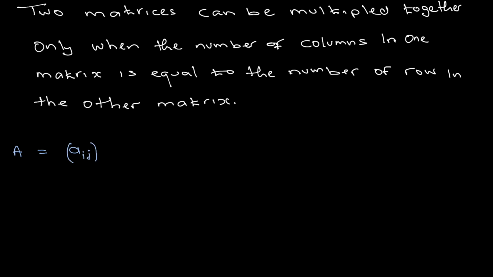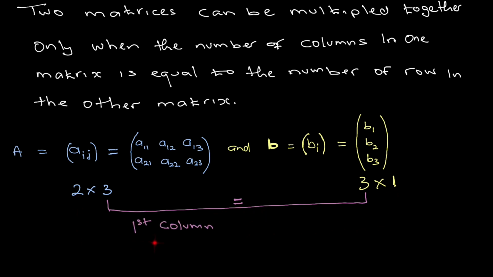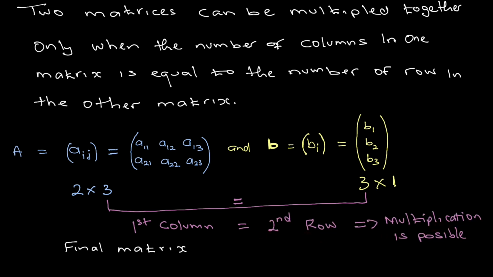Matrix A, equal to Aij, is this matrix, and matrix B, which is Bi, is a column matrix. So we need to find out the rows and columns. This is 2 by 3, 2 rows, 3 columns, and this is 3 rows, 1 column, 3 by 1. If the number of columns of the first equals the number of rows of the second, then multiplication is possible, and the product will be 2 by 1.